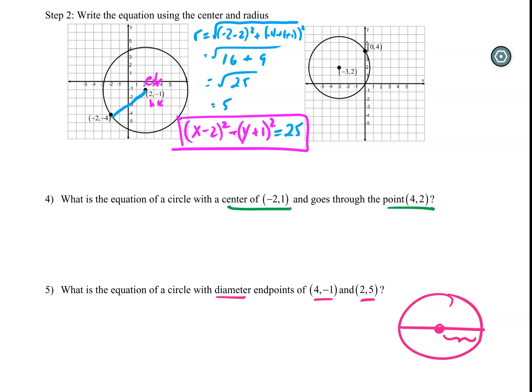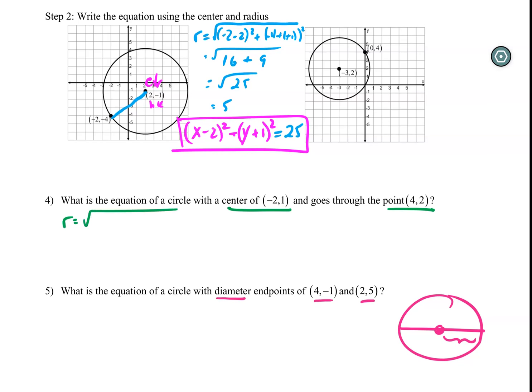So from here, it doesn't really matter which one. You basically do the same thing. Like I said, the number 5 has a little extra work, but the concept's the same. So let's just do number 4 here. So the radius is going to equal from the center out to the edge here. So I've got the square root of -2 minus 4 squared plus 1 minus 2 squared. That's -6 squared is 36. -1 squared is 1, so square root of 37. So that's my r.